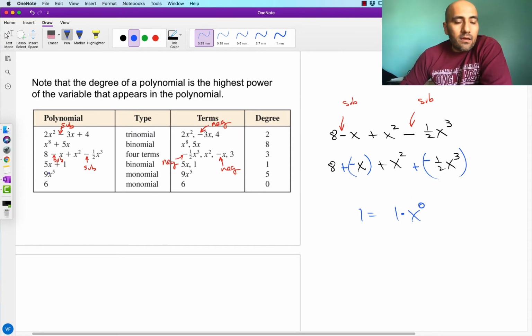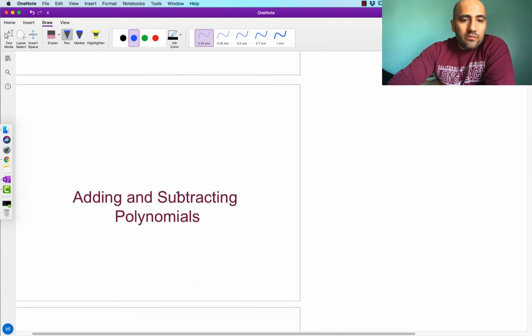And then a single monomial is a polynomial, right? Degree 5 in this case because it's the highest power of our variable. And then again, to reiterate, the whole number, the constant number 6 is a polynomial. It is a monomial. Okay, hopefully those definitions make sense.